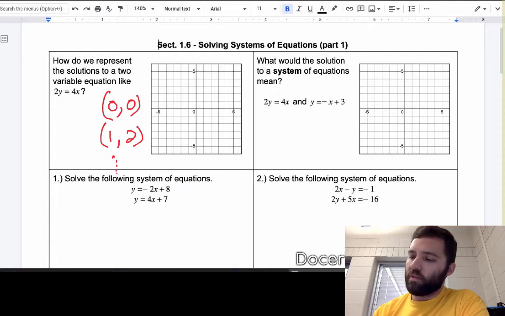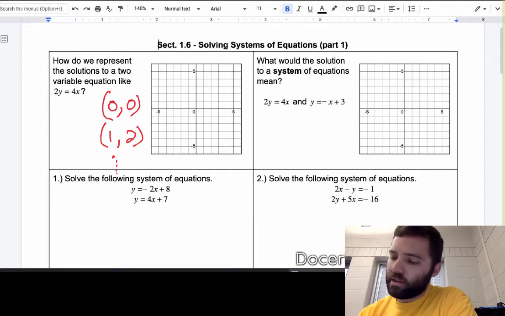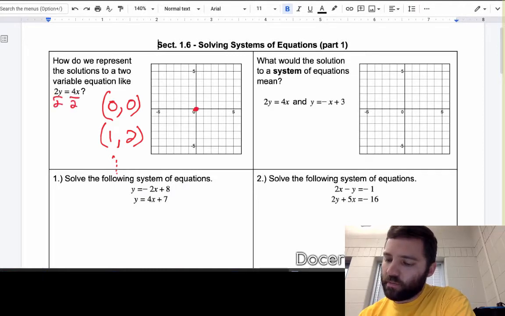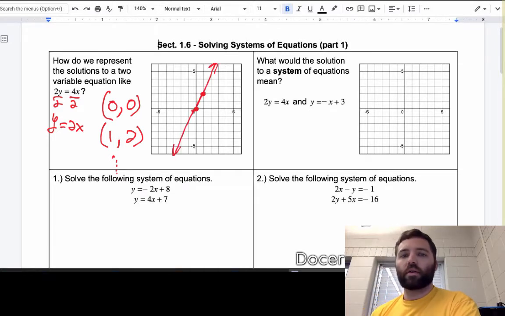Well, the way that we represent all of the x and y values that make that equation true was using a line, okay? And this line would have a slope of, if we solve this for y, y equals 2x. So this would have a slope of 2 and a y-intercept of 0. So this is what our line would look like. Okay, so that line covers all of the solutions that make that equation true.